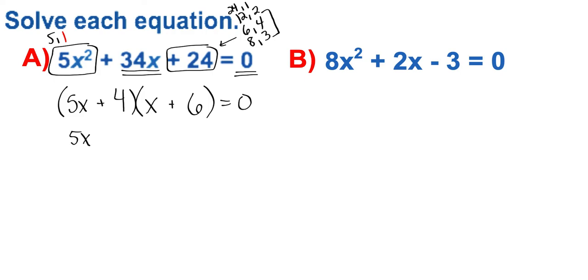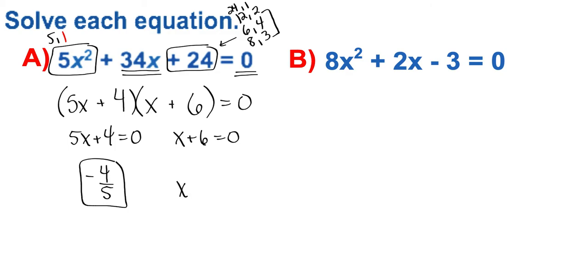So 5x plus 4 equals 0, x plus 6 equals 0. Solve the 2, we get a negative 4/5 for the one on the left. And then the one on the right, we get x equals negative 6. And I should have written x equals, but it's implied. Okay?